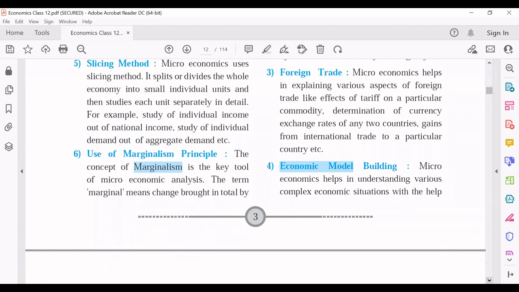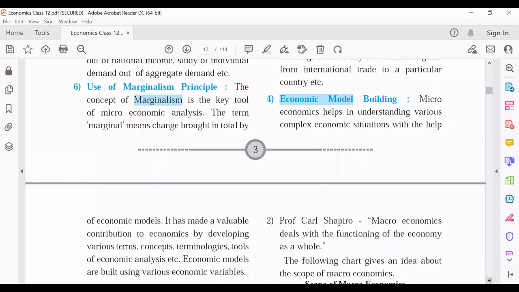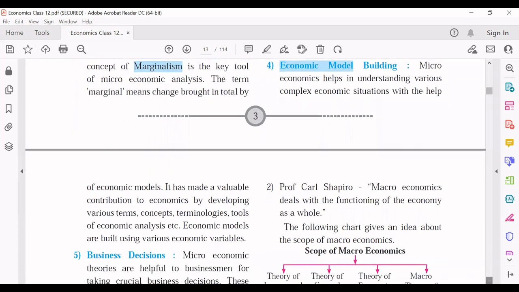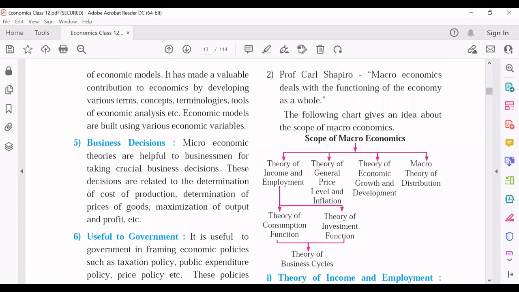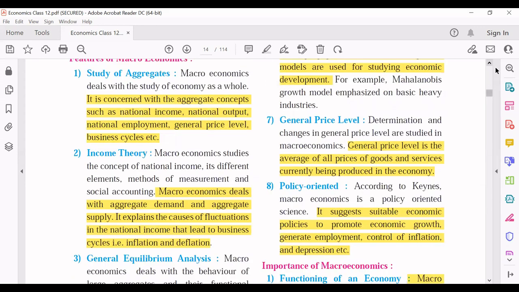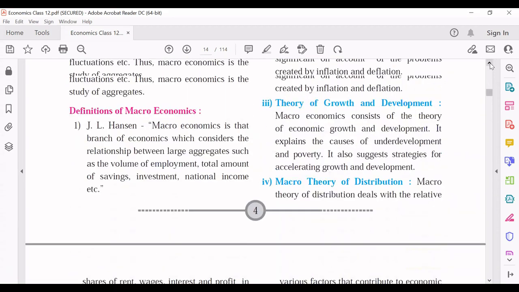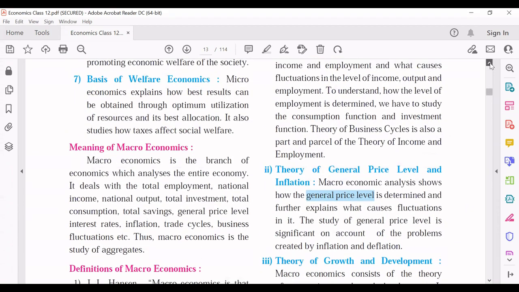Then it helps in economic model building. Microeconomics helps in understanding various complex economic situations with the help of different economic models. These economic models are used for building variables. We already know microeconomics helps in studying various variables, because we are going through marginal analysis. So these models can be really helpful while going through microeconomics. Now, the business decisions. It can also help businessmen take important decisions.